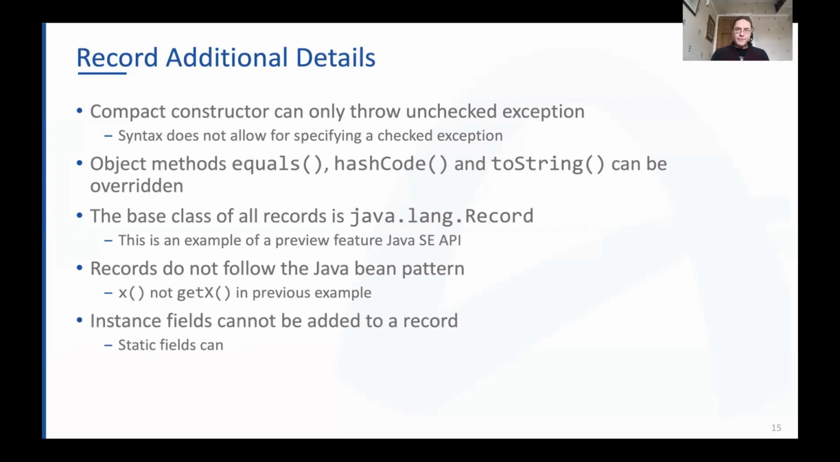Instance fields cannot be added to a record. So you define x and y in the example we had of the point, low and high in our range. You can't add any more instance variables to that record. There's no way of doing that. However, you can add static fields. So you can add a static field to your record, but you can't add an instance field unless it's part of the record itself. And records can be generic, so that's all good.